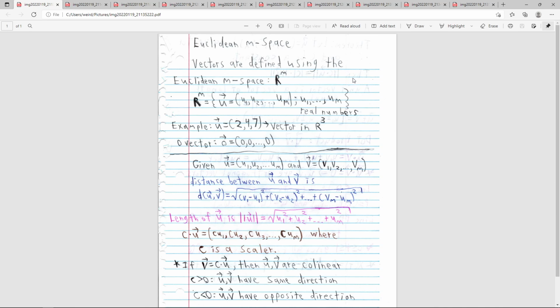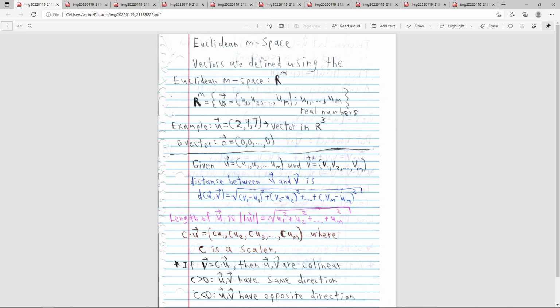So we define them in this area of math as in the Euclidean M space, which is R, like a bold R. So I try to shade it in sometimes with an M. It's like an exponent, like it's raised, R to the M. And M is like any integer, basically, any positive integer. It can be 1, it can be 2, etc. 3, 4. You can have any number.